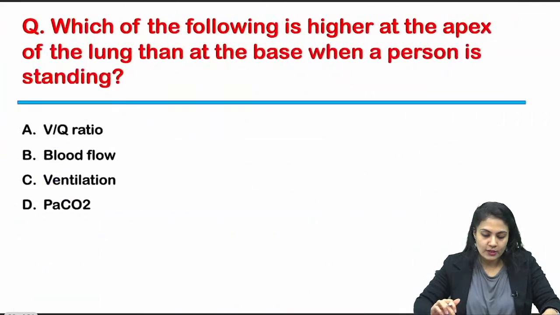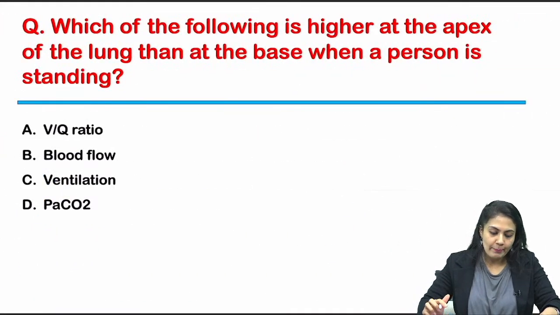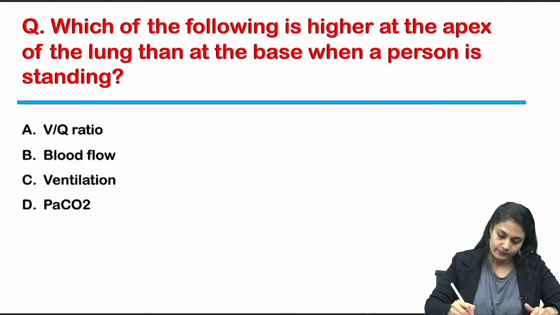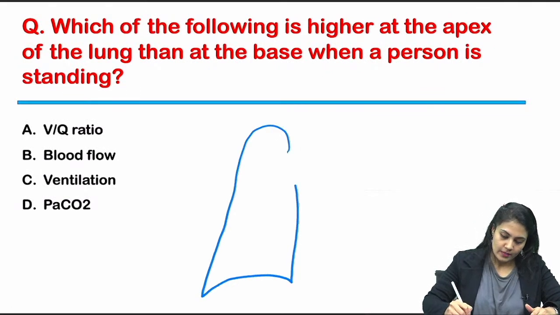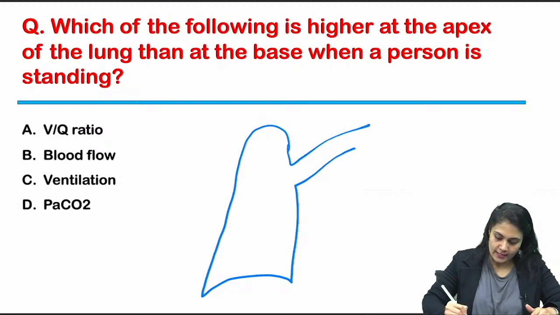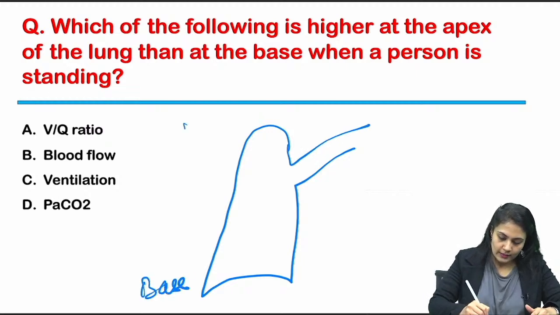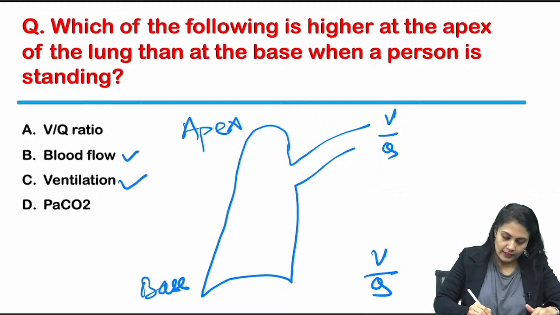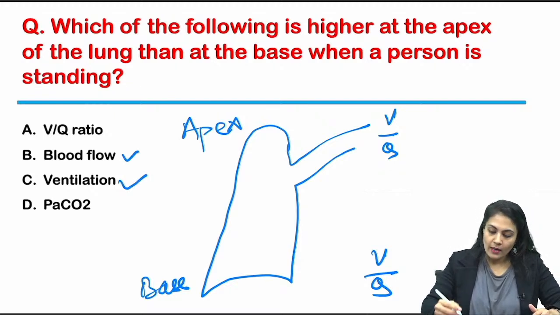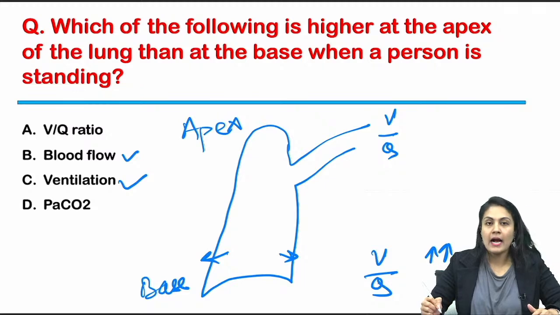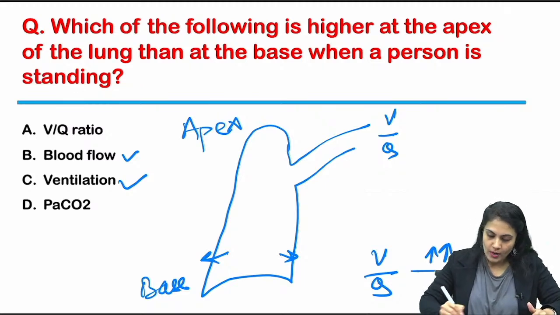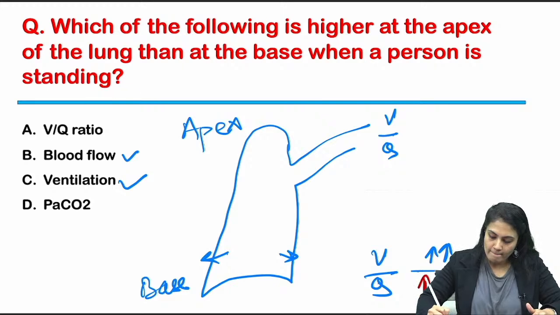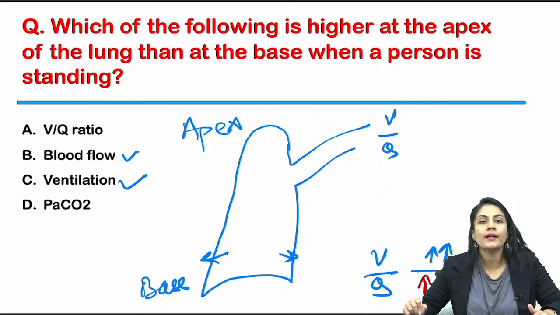Okay, let's move on to the next question. Which of the following is higher at apex of the lung than the base? The broad side is always base, right? At the base, remember, both are higher. If I say V upon Q, V is ventilation and Q, the blood flow, is nothing but the perfusion. Since there are more alveoli, more compliance at the base, ventilation is going to be more. But remember, the perfusion is going to be much, much more due to gravity.